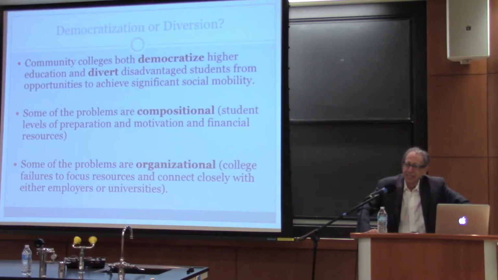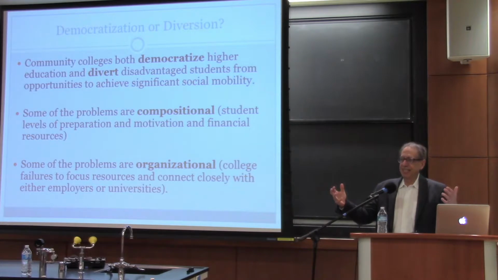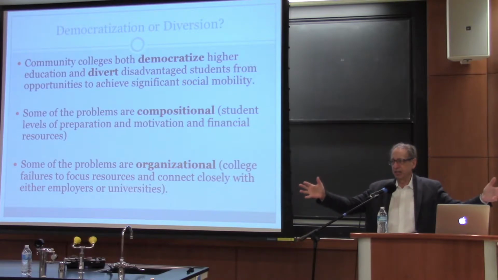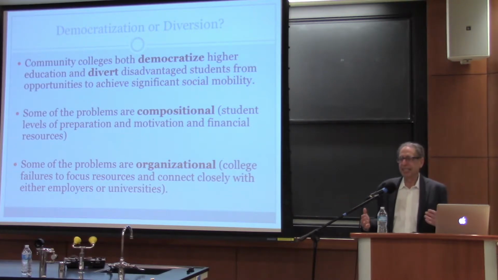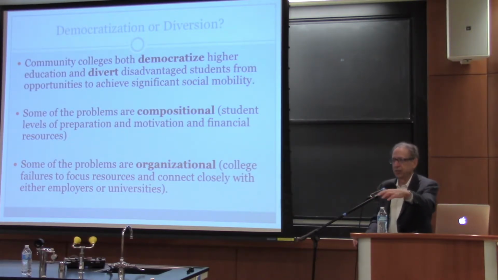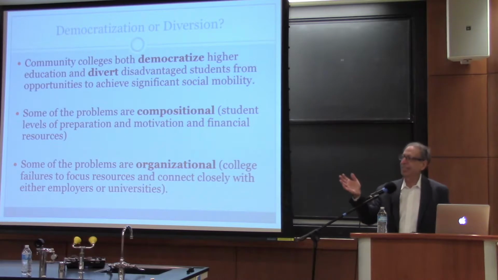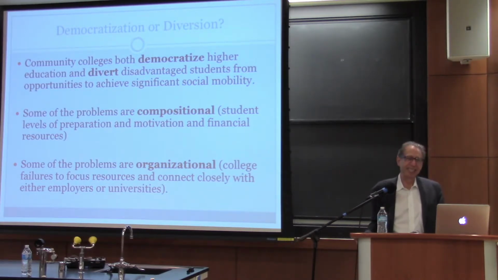So, we asked in the book whether community colleges were more about democratization, that is, helping students who would otherwise not have the opportunity to go to college, or were they more about diversion, that is, keeping students out of four-year colleges and universities, and thereby limiting their opportunities for social mobility. And I think we tilted in the book, as you can tell from the title, The Diverted Dream, towards the diversion story.